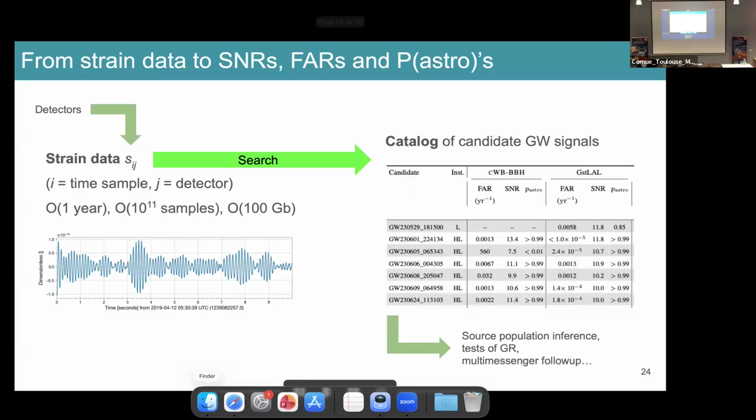Okay, we're done. So we can go now from our detector data to a catalog of candidate events. And each event candidate has a false alarm rate, which is the rate at which the search produces candidates like that, or more significant. We have the SNR, of course, from matched filtering, and then this p-astro astrophysical probability. And that's the end. We have our catalog, and we can do all the science, as we will see tomorrow.